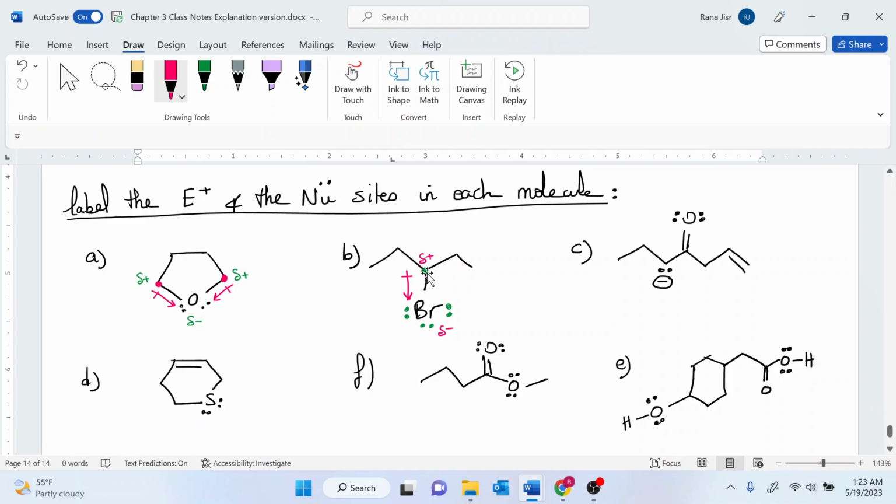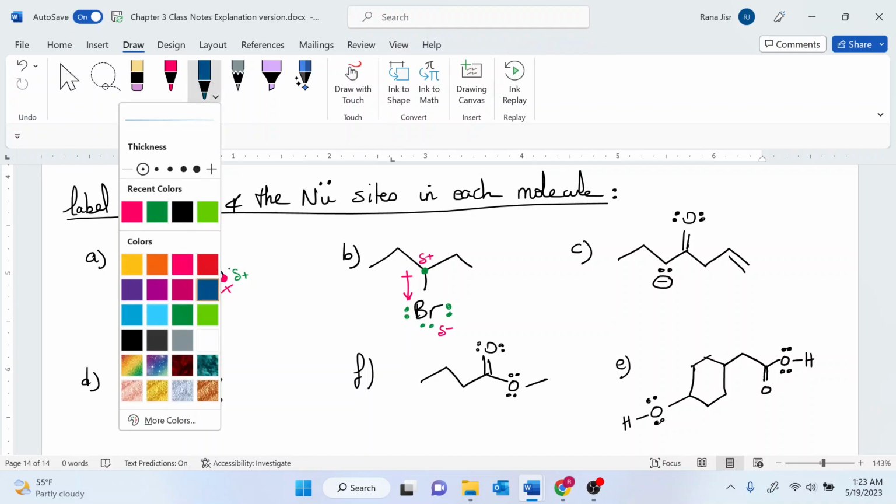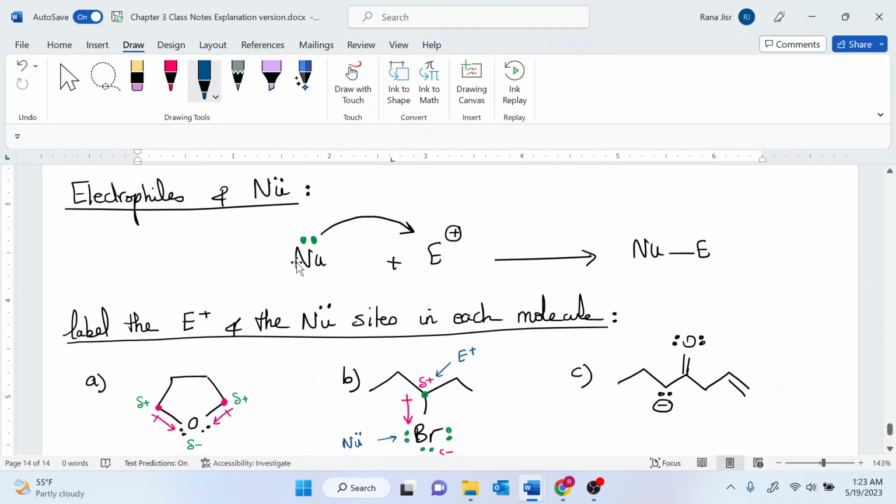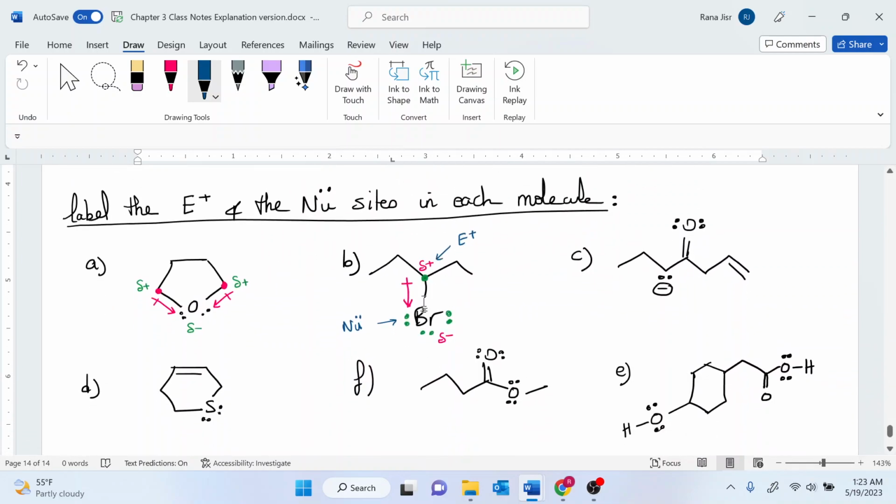So this is going to be your electrophile. Let's go ahead and label that. So this is going to be the E plus, and the bromine is going to be the nucleophile. Remember that the reaction always happens between nucleophiles and electrophiles. Here in this example, we are locating the nucleophile and the electrophile in the same molecule. This doesn't mean that they are doing a reaction with each other, but we are just labeling the sites in the molecule.